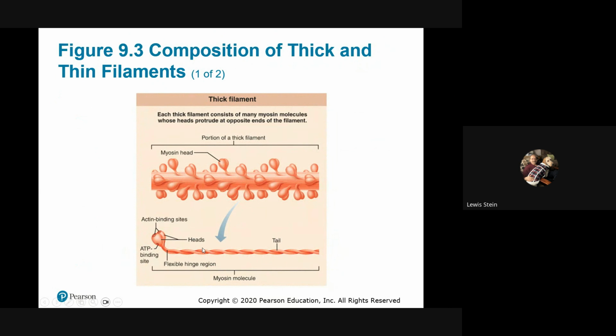So here's the stem. Here are the heads that are cocked up. That's the loaded position. Look up here. They have things called actin binding sites. They bind to the actin. This is myosin.